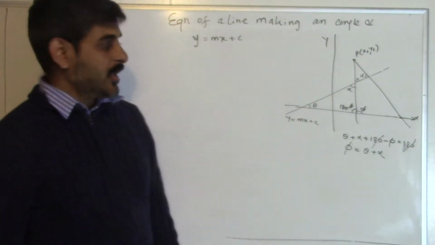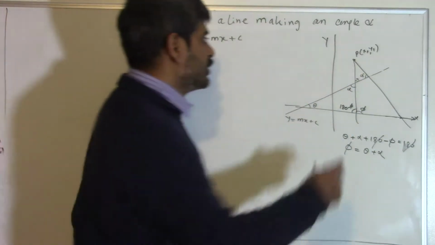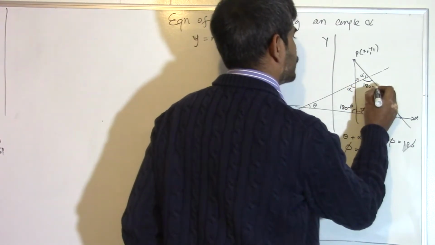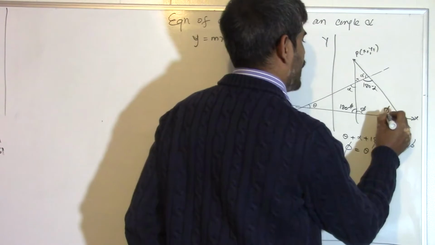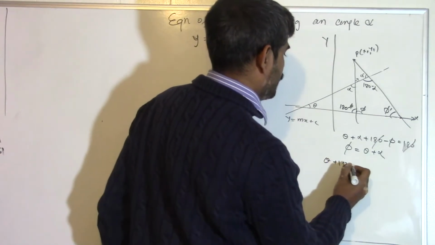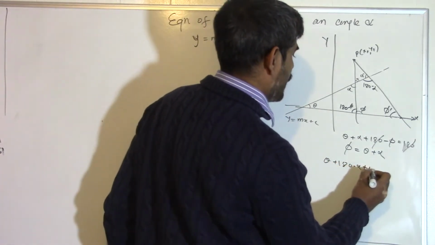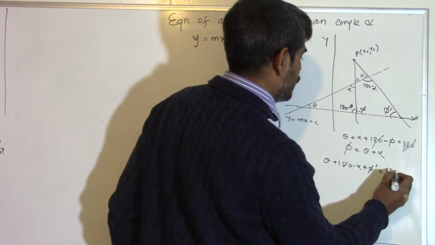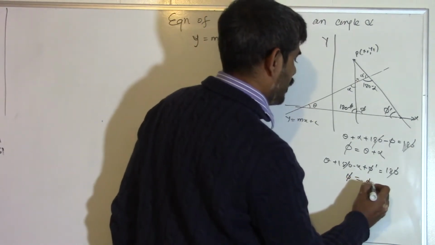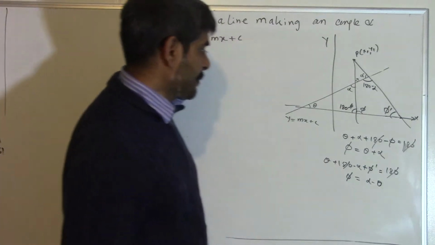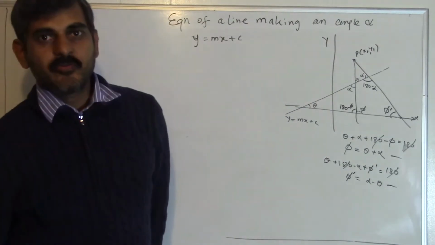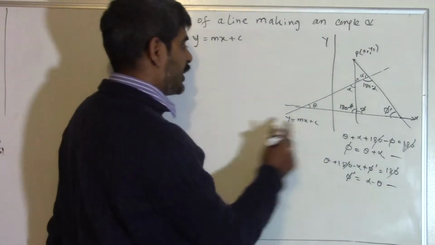In the same way, this angle is alpha, and this angle is 180 minus alpha. This angle, let's call it phi dash. Then theta plus 180 minus alpha plus phi dash is equal to 180. The 180 cancels, or phi dash is equal to alpha minus theta. We have these two equations, and from here we can take the tangent of this angle.